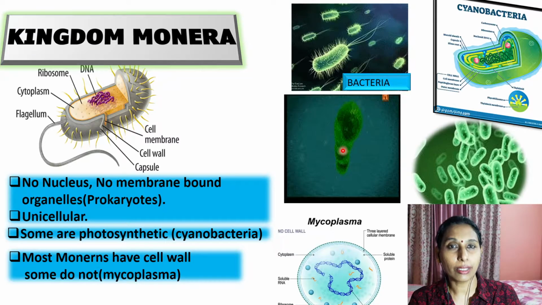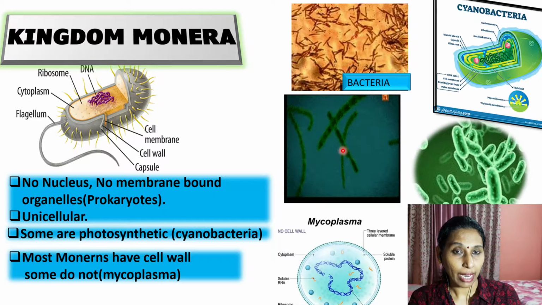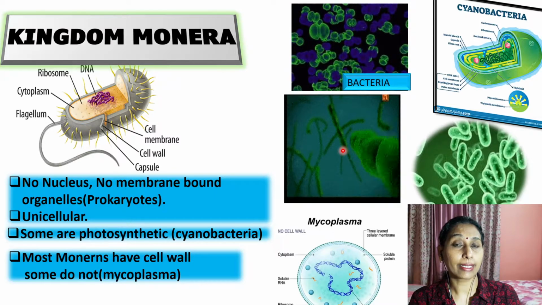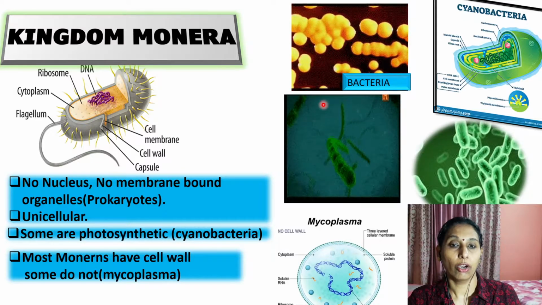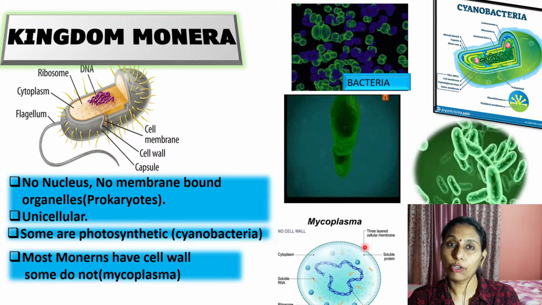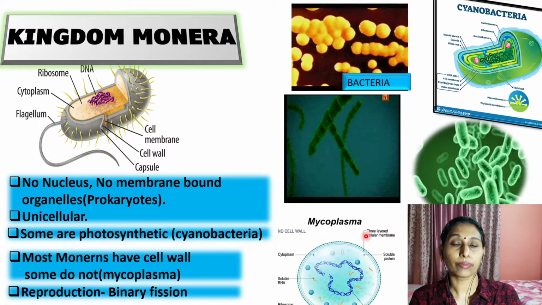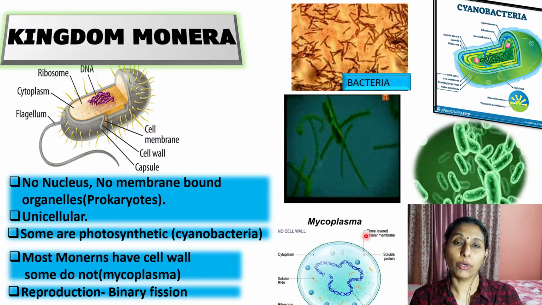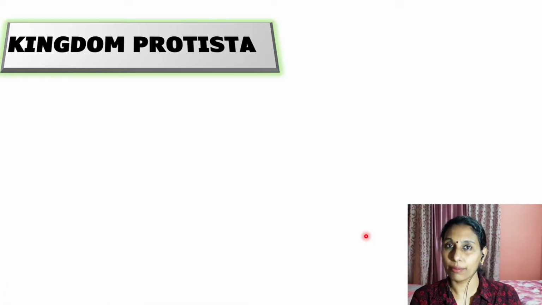Mycoplasma are the smallest organisms. It's also called PPLO. And one exception here is that mycoplasma doesn't have a cell wall. All other monerans have a cell wall, but mycoplasma do not have a cell wall. Clear? Coming to the reproduction. In Monera, they have a very simple mode of reproduction, that is binary fission. Okay. Next comes kingdom Protista.